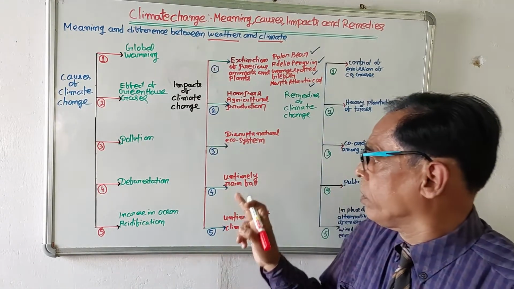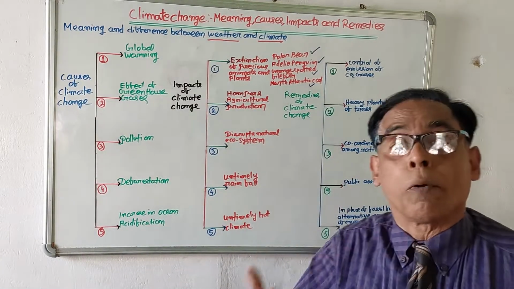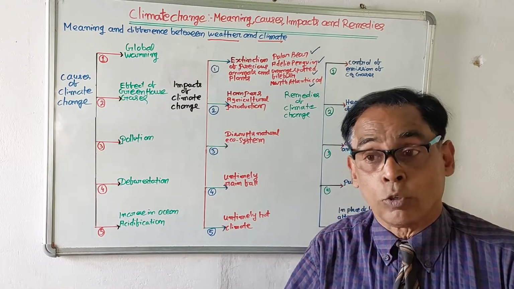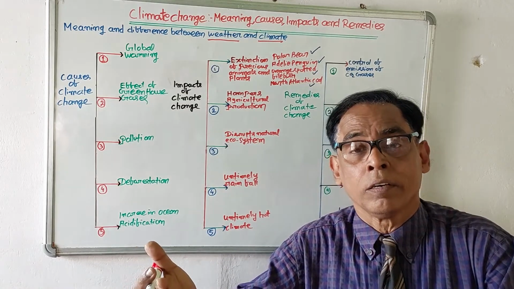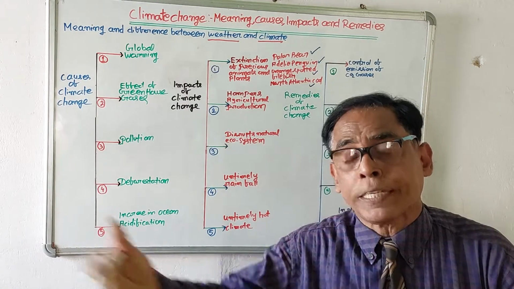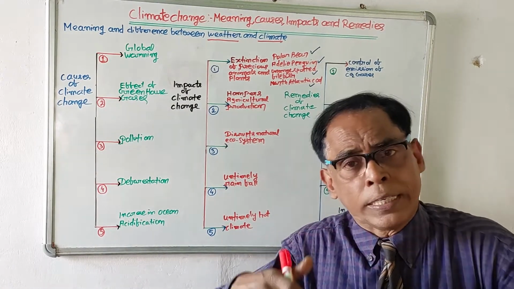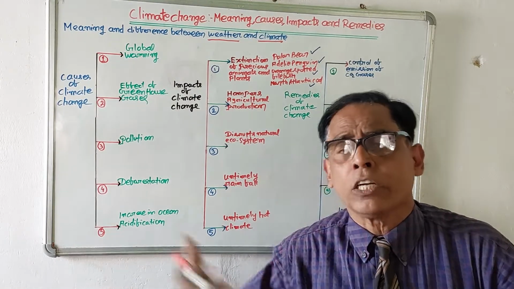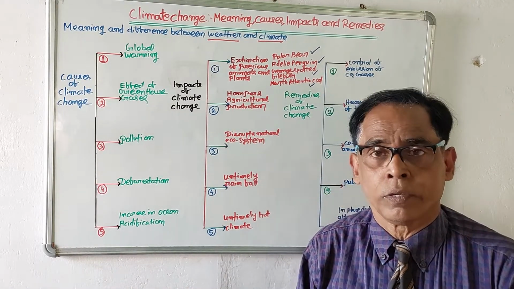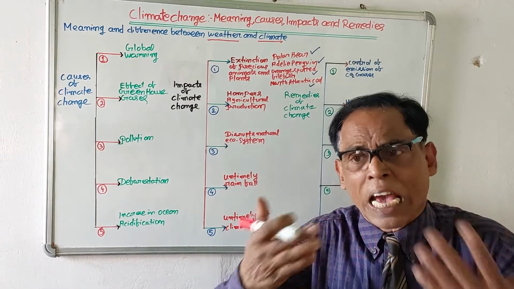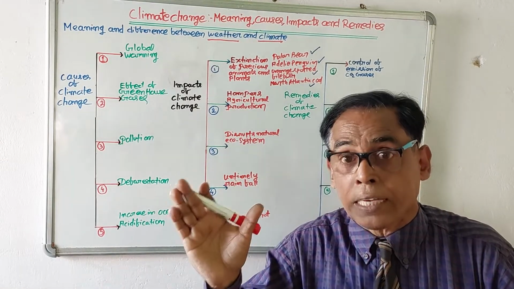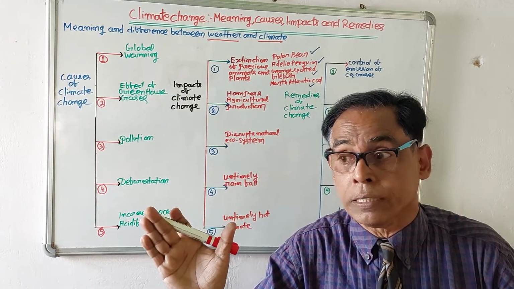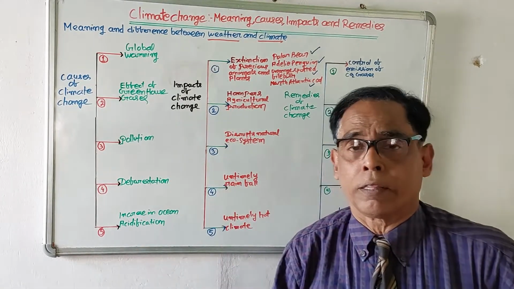And number 4, untimely rainfall. Due to climate change, there is rain when it is not expected, and when rain is expected, it does not rain. So there is not timely rainfall due to climate change. It strikes the natural ecosystem of the earth.